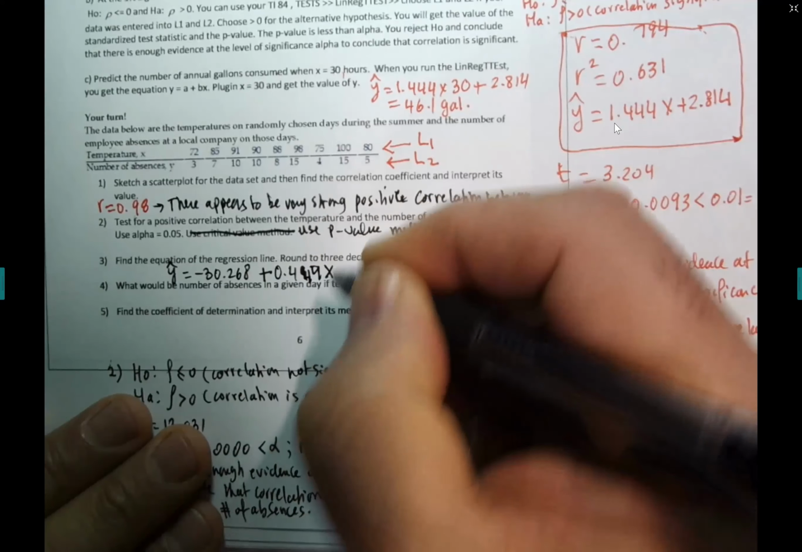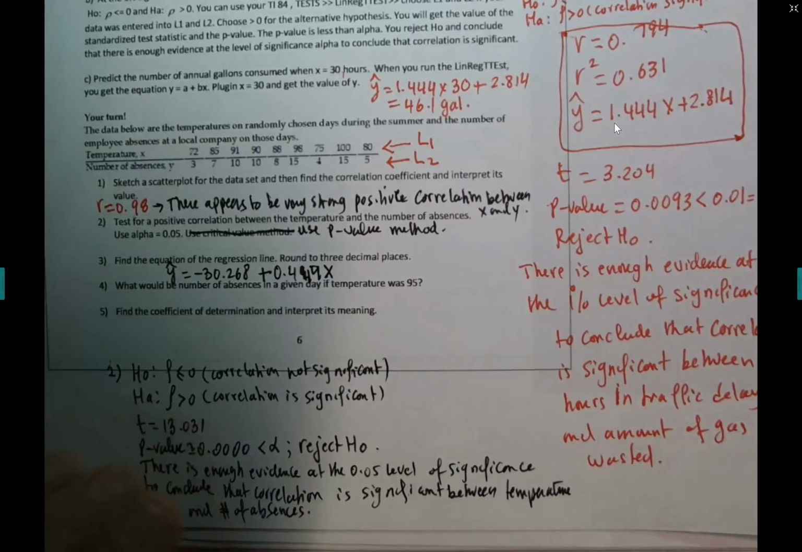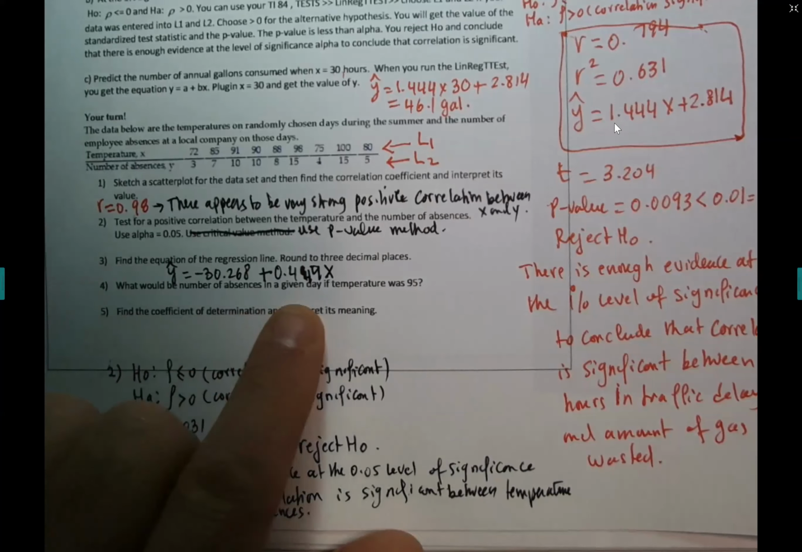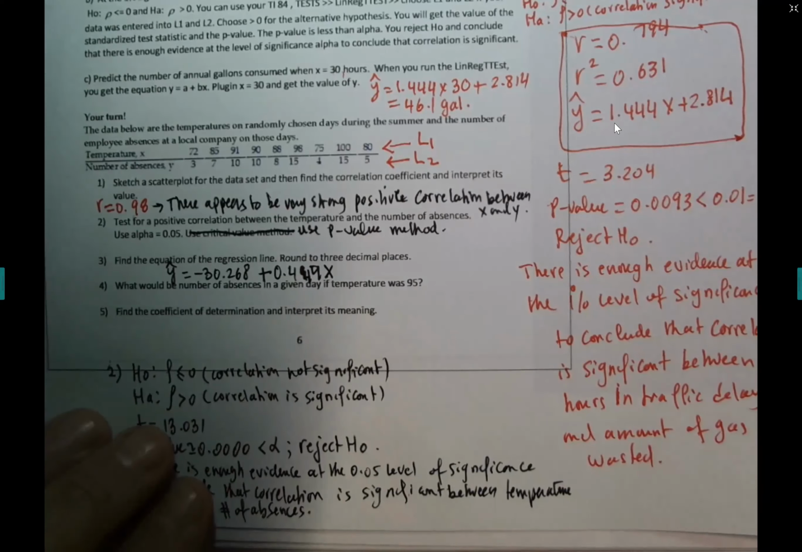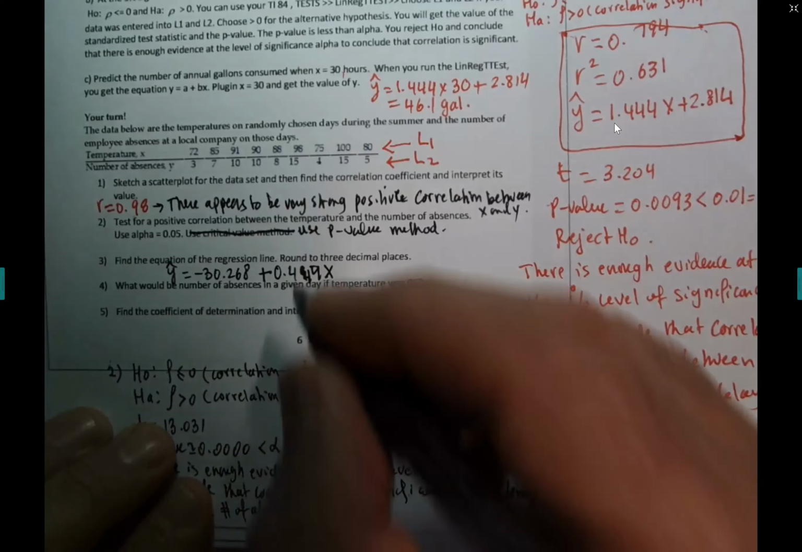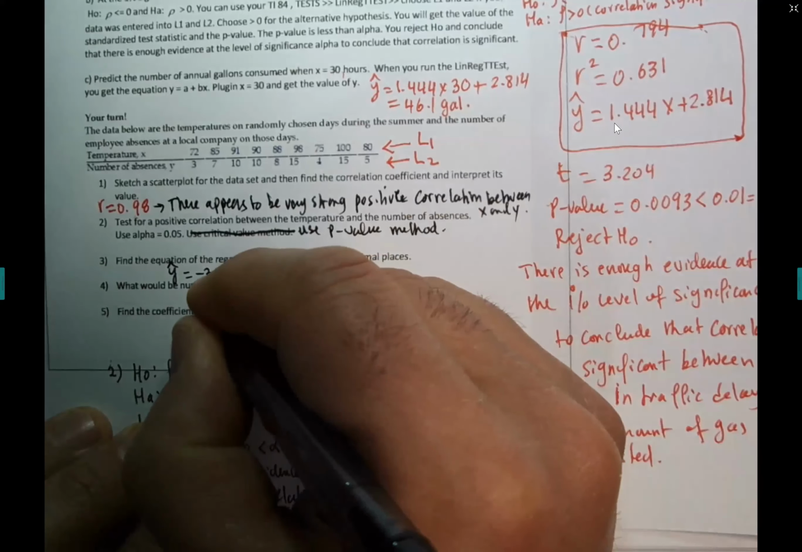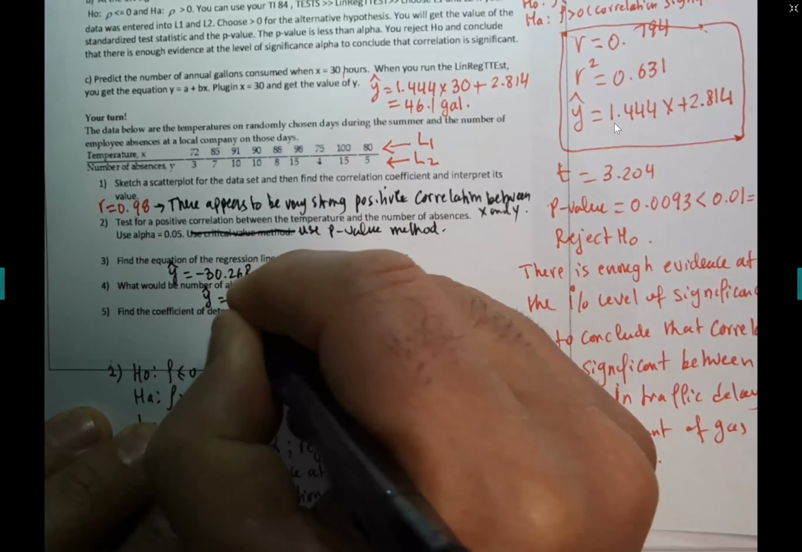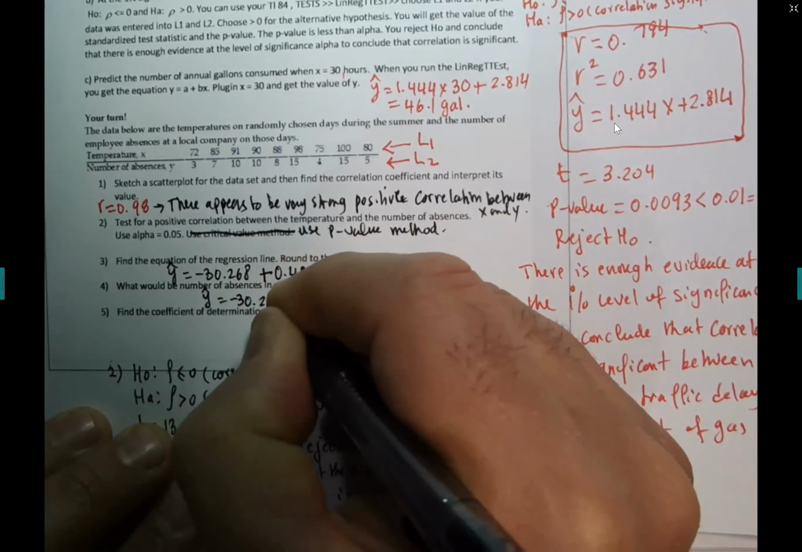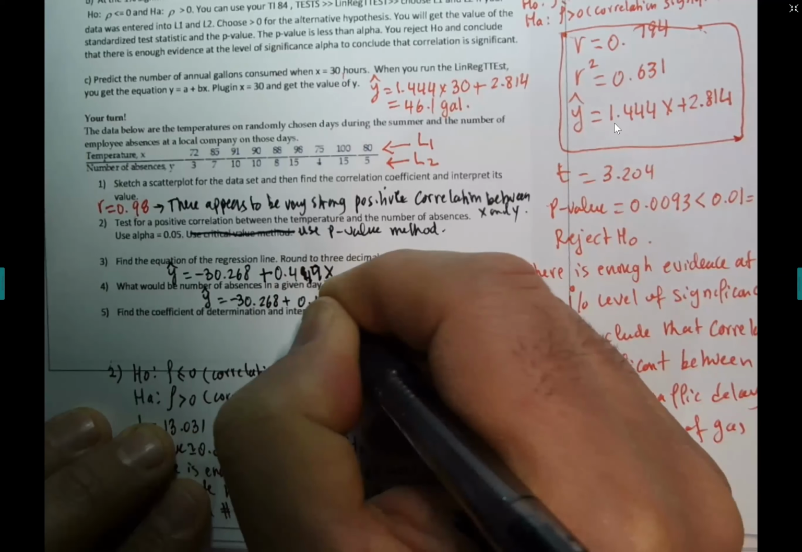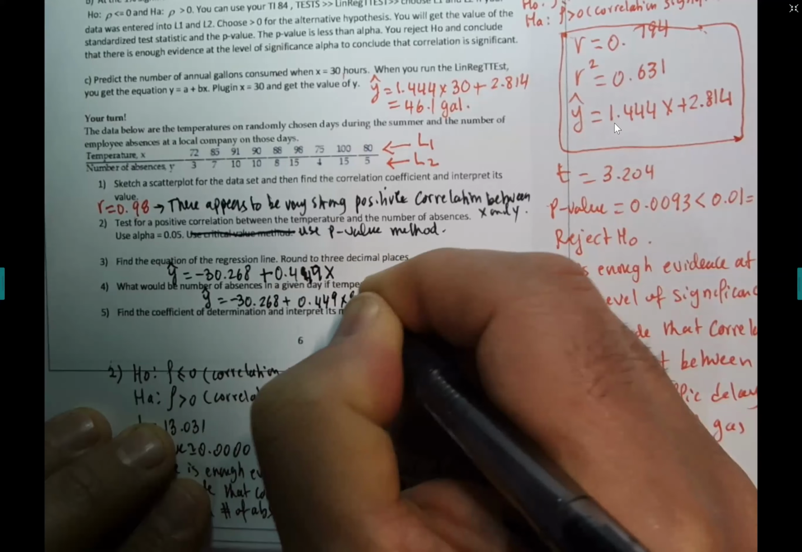X. That is the equation. What would be the number of absences in a given day if temperature was 95? Just plug in 95 there. So Y hat will be negative 30.268 plus 0.449 times 90.